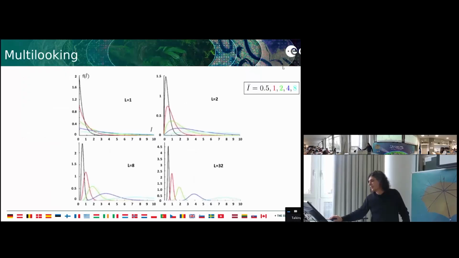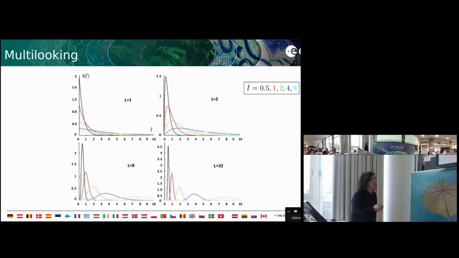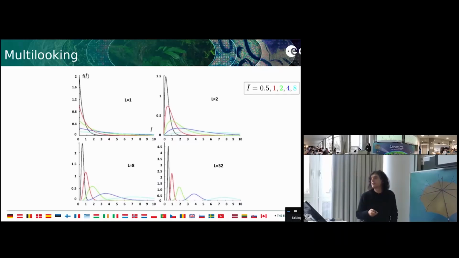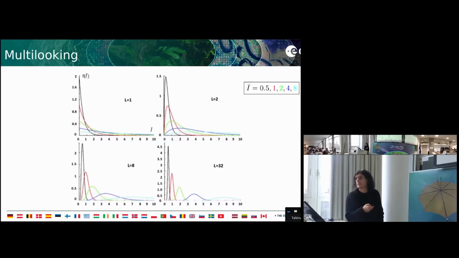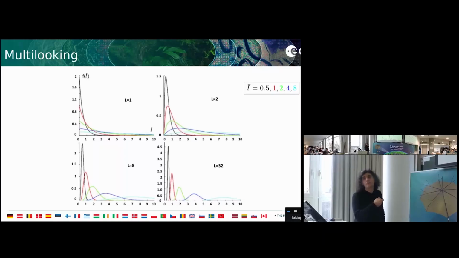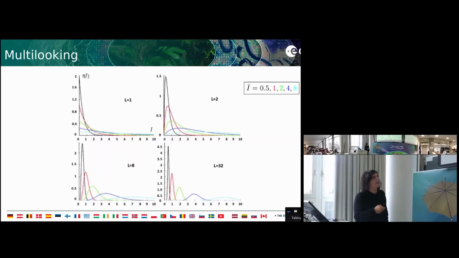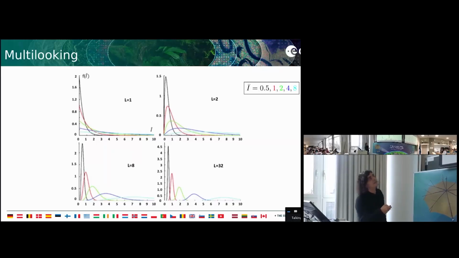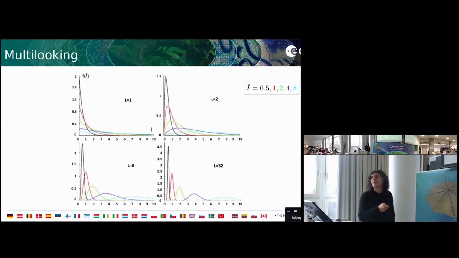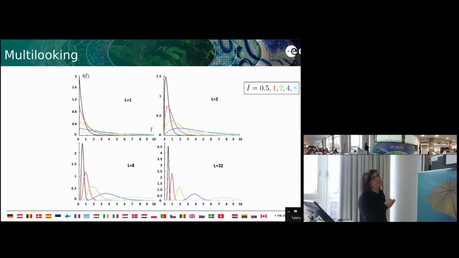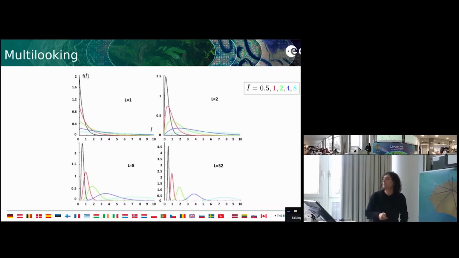of speckle. One example: I represented here the PDFs, the probability density functions, the statistics of this intensity when I use one sample, no filter. When I use two samples in the speckle filter, 8 and 32 samples. Here I indicated with the colors the mean intensity value which corresponds to all of these distributions. Now, can we guess from this distribution which curves correspond to which mean value? It is extremely complex.